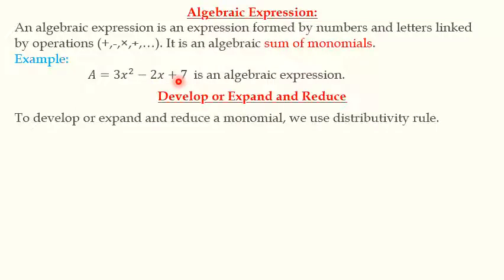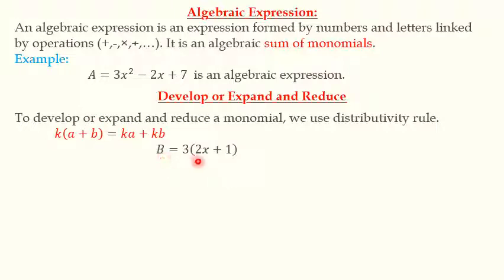Now, how to develop or expand and reduce? Simply, we have to use the distributivity rule. K multiplied by A plus B. This parenthesis means that there's a hidden multiplication sign between K and the parenthesis. So to expand it, we have to distribute K among A and B. So we multiply K by A, it's KA, or K times A, plus K times B, or KB.